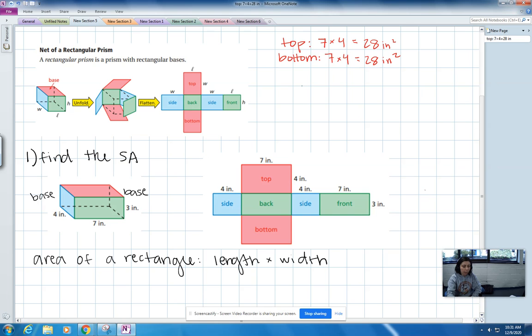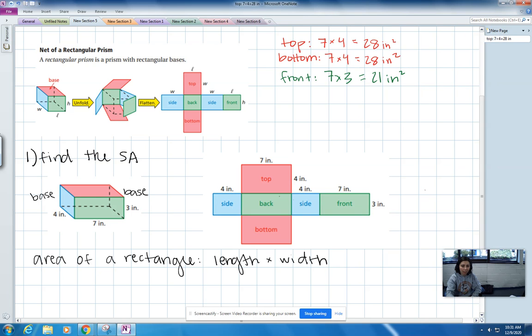Let's go ahead and do the front and back now. These are both in green because, again, they are the same exact shape. They have the same measurements. So the front, we're going to multiply length and width, 7 times 3, to get 21 inches squared.